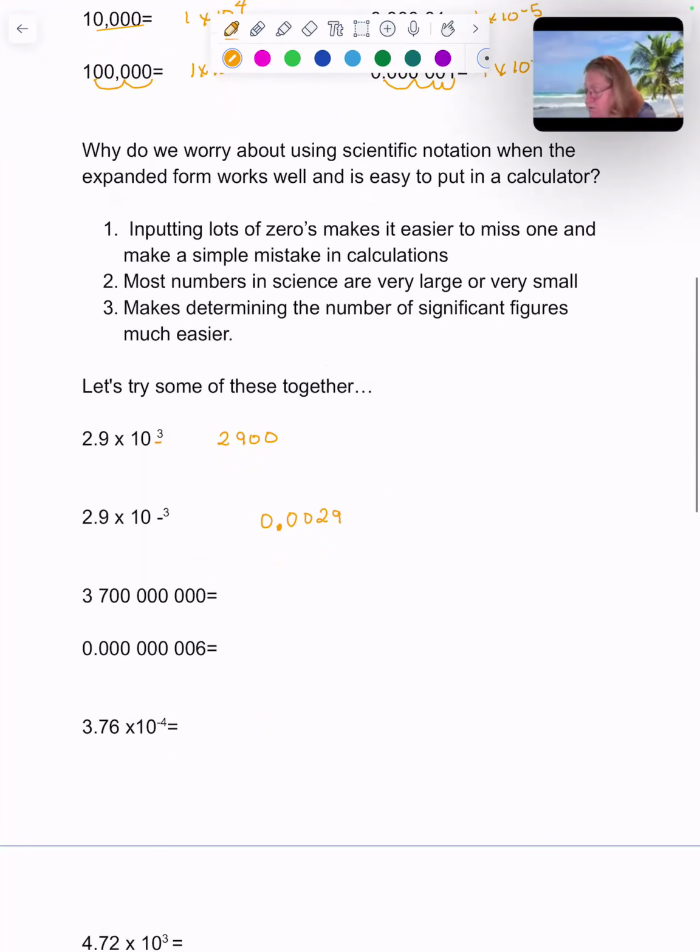Okay, here's one that's larger than 1. So we're going to move it 3, 6, 9 times. So 3.7 times 10 to the 9th. Less than 1, we know it's going to have a negative exponent. Now notice I do that right off the bat because I don't want to miss that negative sign. So I'm going to move it 3, 6, 9 times. 6 times 10 to the minus 9.